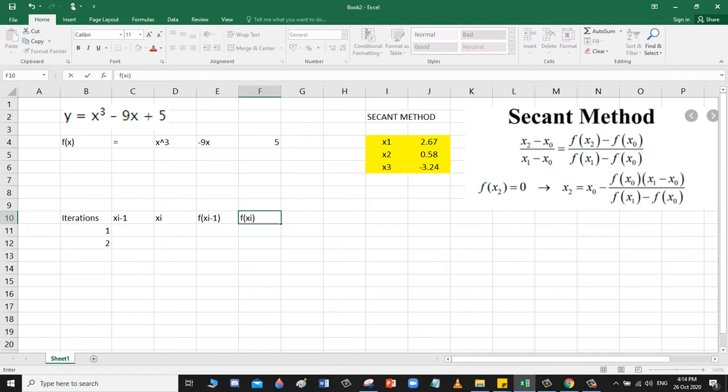Now, how will we identify the xi plus 1, the next step? By using the secant method formula here. Later we will identify those. And then finally, f of xi plus 1.